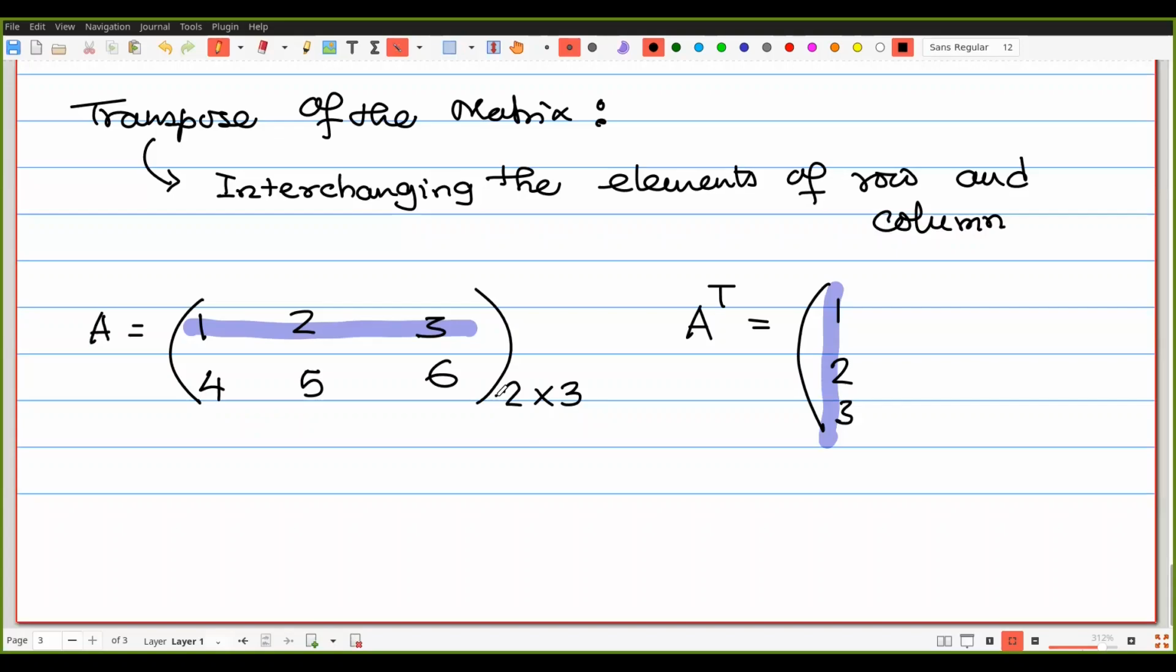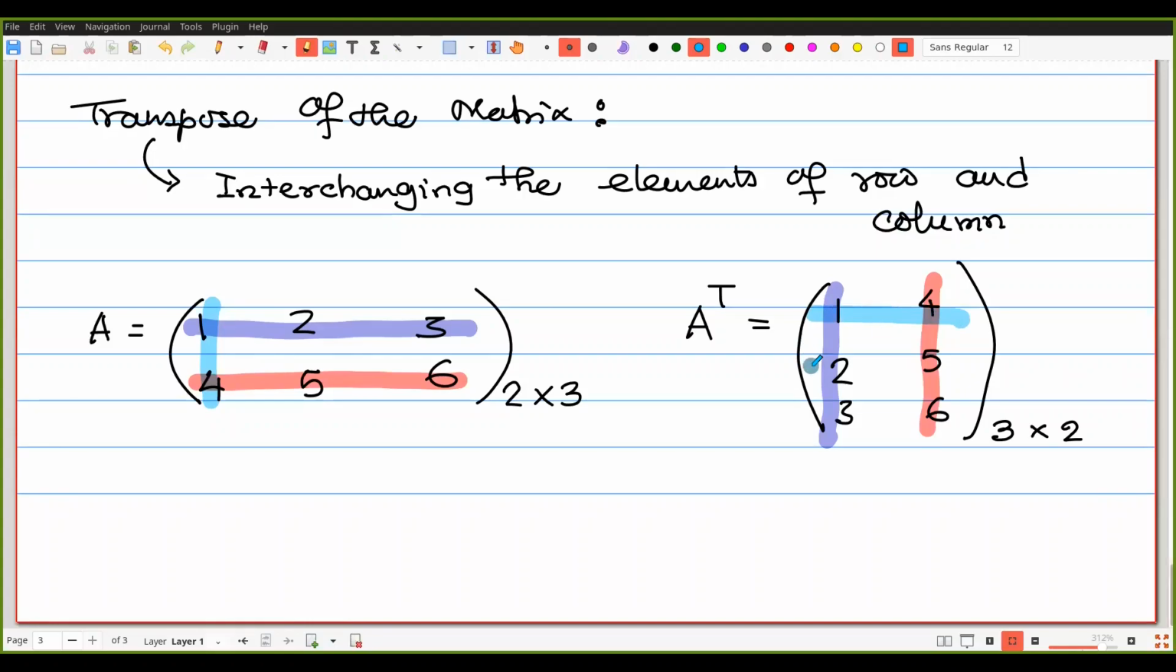Next one, which one is our second row? Write down that one as our second column. That one was 4, 5, 6, so we are writing it as 4, 5, 6 as the second column. So what is happening? That is 3 rows and 2 columns. That means interchange the row and column. Same as our first column was 1, 4, now that is our first row. Which one was our second column? That is 2, 5, that one is now our second row. Same with the third column, 3, 6, that is now our third row. Just interchanging the row and column, so the order must be changed for the transpose. Clear?